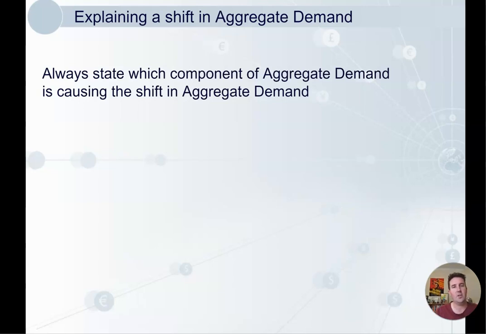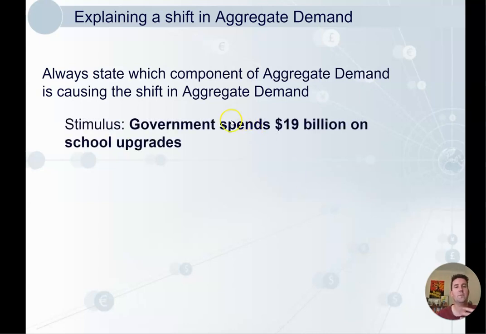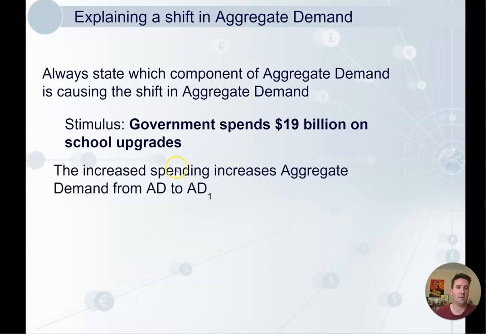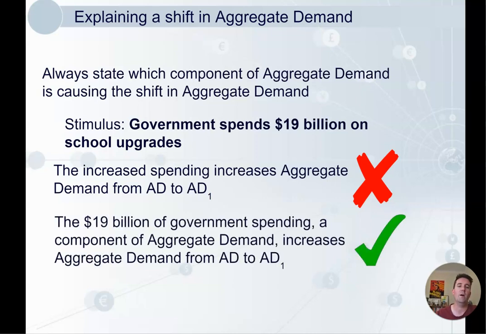Okay, when we explain a shift, always state which component of aggregate demand is causing the shift in aggregate demand. So if there was a stimulus, government spending $19 billion on school upgrades, something they did, the increased spending increases aggregate demand from AD to AD1, right? It's correct. It's not accurate though. A better response would be the $19 billion of government spending, a component of aggregate demand, saying that government spending is a component of aggregate demand, increases aggregate demand from AD to AD1. That is a better, more accurate response, and that is what we are looking for.